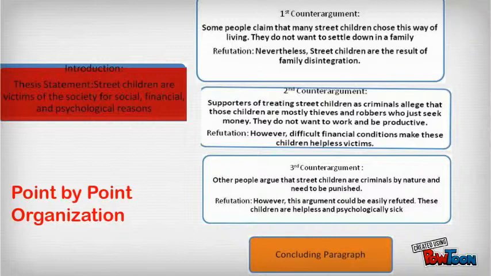Next is the second counter-argument, where it states here: supporters of treating street children as criminals allege that those children are mostly thieves and robbers who just seek money. They don't want to work and be productive. The refutation here is: however, difficult financial conditions make these children helpless victims. And the same applies here to the following paragraph.